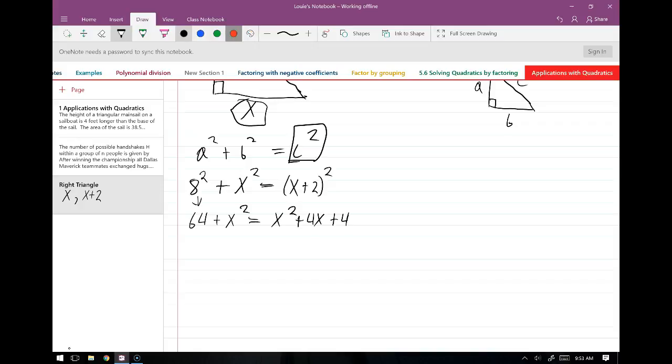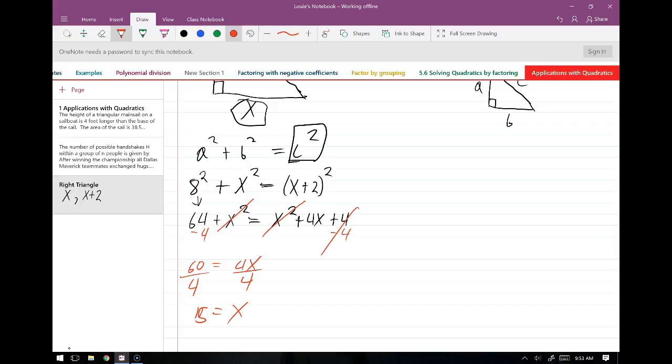Right off the bat, we'll see that the x squared terms can cancel. Hey, that's kind of nice. From here on out, we're just going to solve for x. We subtract 4 from both sides. These go away. We get 60 equals 4x. Divide both sides by 4 so that we can isolate the x, and we get 15 is equal to x.